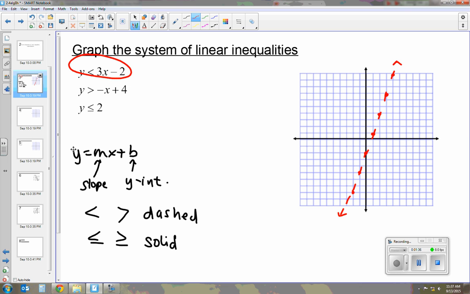And now the next piece we have to do is we have to test a point to see where we're going to shade. The easiest point to test is 0, 0, unless your line is actually going through the origin, but this one isn't. So we're going to plug in 0, 0 for x and y, and we're going to see if this is a solution, if it's a true or false statement. Now, is 0 less than -2? Now, this is not a true statement. So that means 0, 0 is not a solution, so we cannot shade on the side of 0, 0. We shade in the opposite side of that line.